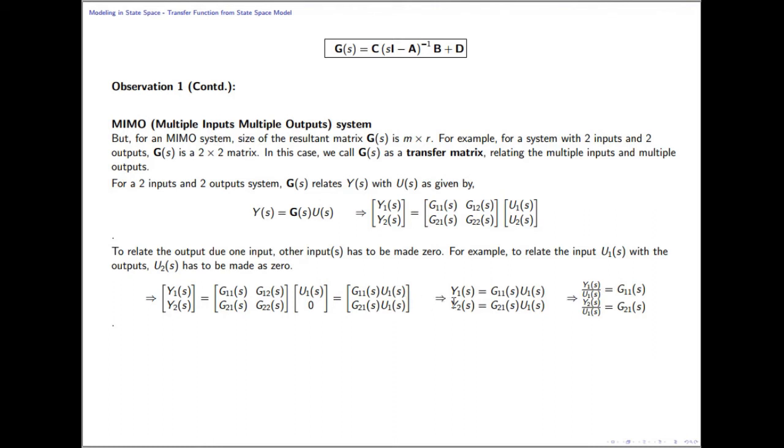So if I write this as separate equations, y1 of s is equal to g11 of s into u1 of s. And similarly, y2 of s is equal to g21 of s into u1 of s. All right, so this is what we get. So now I can relate y1 and u1 and y2 and u1.